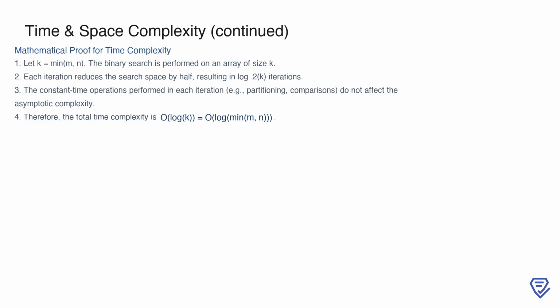Therefore, the total time complexity of the algorithm is determined by the logarithmic reduction of the search space, leading to the final result of O(log k), or equivalently, O(log min(m, n)).